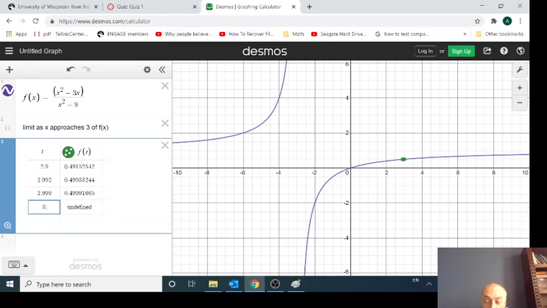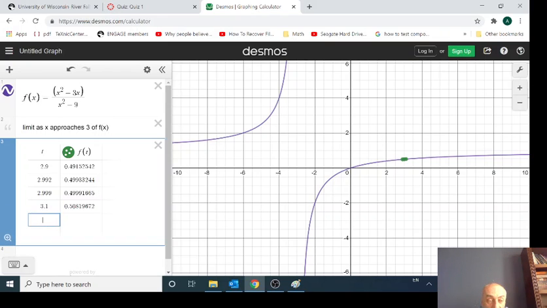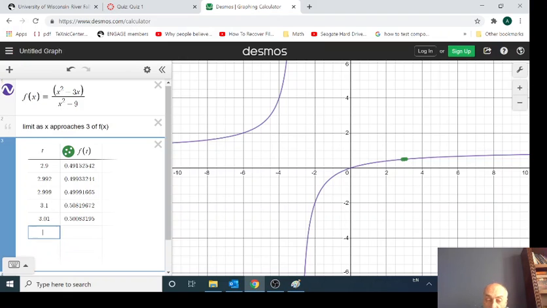So if you do 3.1 and then 3.01, you get to see very close to 0.5. So the next one, let's say 3.001, you get something very, very close to 0.5. So regardless, the limit is going to turn out to be 0.5.